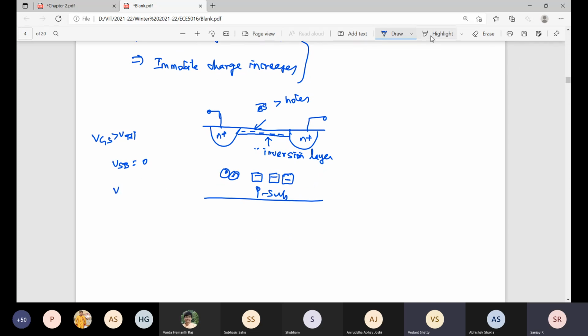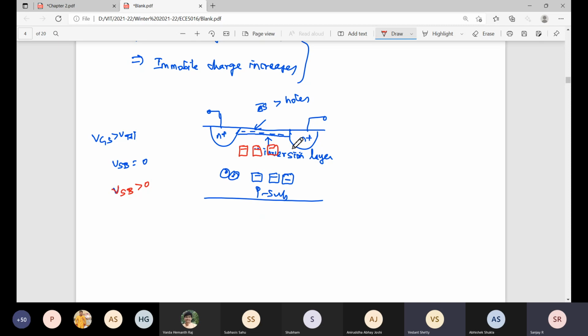Now let's take the same thing. I am increasing, let's put red color, I am increasing VSB greater than 0. So more immobile ions are coming. So what will happen? More immobile ions are there, so accordingly, more holes will be created. Am I right? Yes, sir. That means we need to overcome it. We need to apply some more voltage to turn on the transistor. That means the inversion layer should be formed.